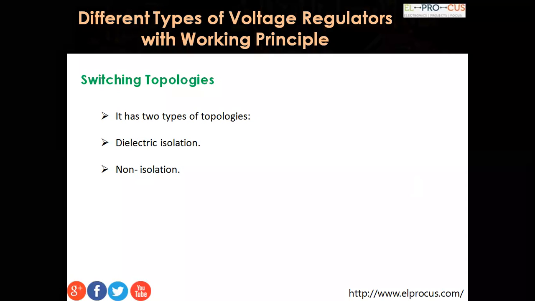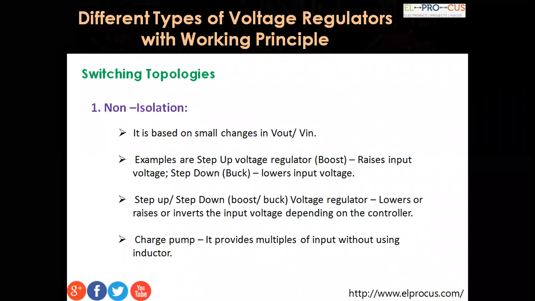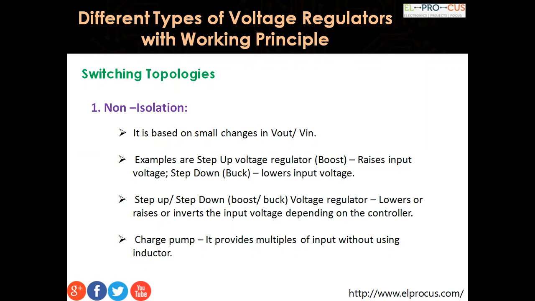Here we can see there are two types of switching topologies: dielectric isolation and non-isolation. In our syllabus, we have to study only the non-isolation type, which is based on small changes in the voltage gain. And we know voltage gain is nothing but the ratio of output voltage with respect to the input voltage. So it will be based only on that ratio.